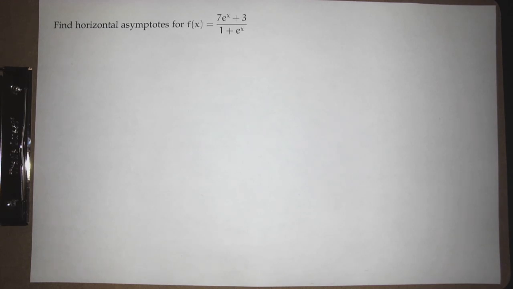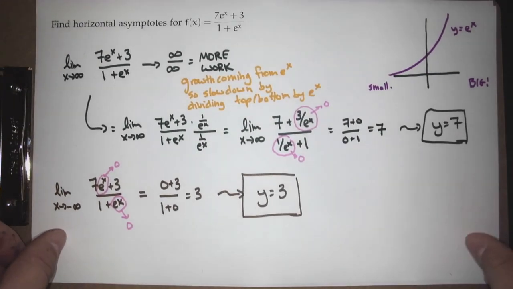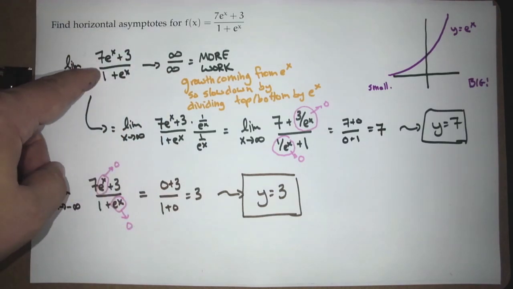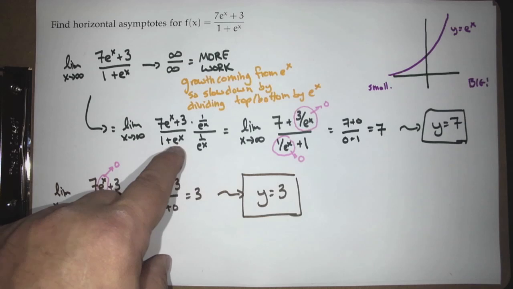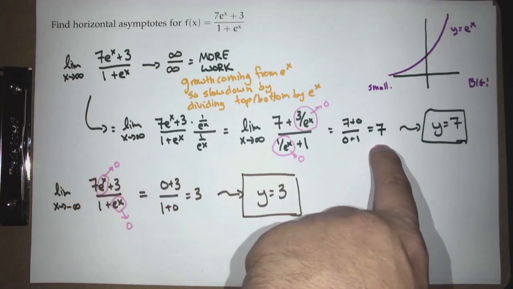Positive infinity, it goes to 7, and negative infinity, it goes to 3. Two different ones? You're right. As we go in different directions, we're going to get different values. For positive infinity, again, it's that blowing up. e^x is driving the growth, so you divide out by e^x to slow it down, and you end up with something that goes to 7.